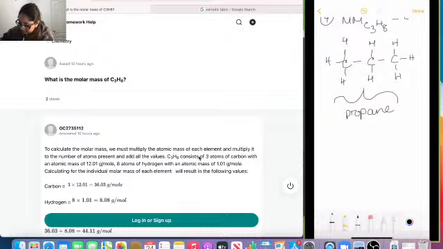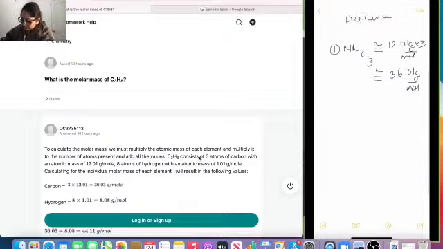First off, let's look at carbon. The molar mass of carbon is approximately 12.01 grams per mole, and again you get this from the periodic table. Since we have 3 carbon atoms here, we have to multiply this by 3, and what we get here is around 36.01 grams per mole.